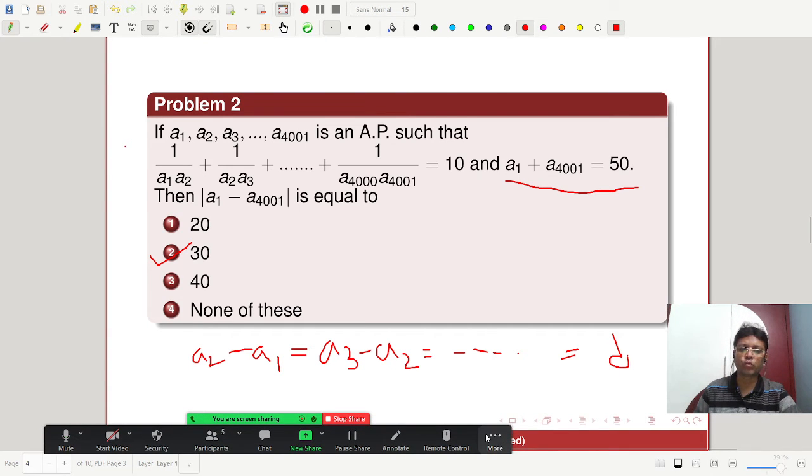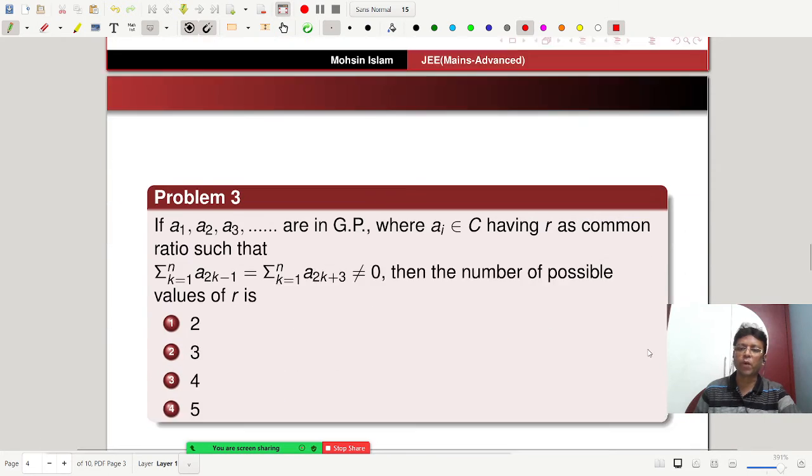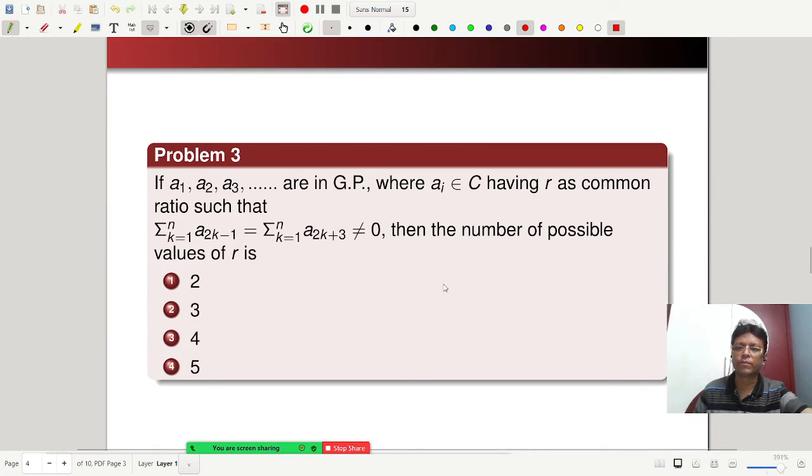Next, I will go to the next problem, number 3. If A1, A2, A3, etc. are in GP, where Ai belongs to C, C means the set of complex numbers, it can be complex, having R as common ratio, such that summation k equal to 1 to n of a2k minus 1 equals summation k equal to 1 to n of a2k plus 3, not equal to 0. Then the number of possible values of R is what you have to find out.